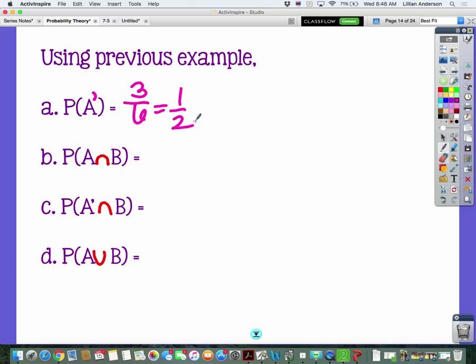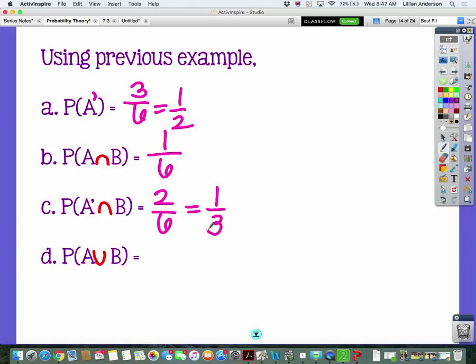Well, for an even prime number, the only option was 2, so that's going to be 1 out of 6. What's the probability of having A complement intersection with B? That's basically like saying rolling an odd prime number. So rolling an odd prime number would be 2 out of 6, because 3 and 5 are odd numbers. They're both prime. So that would be 1/3.